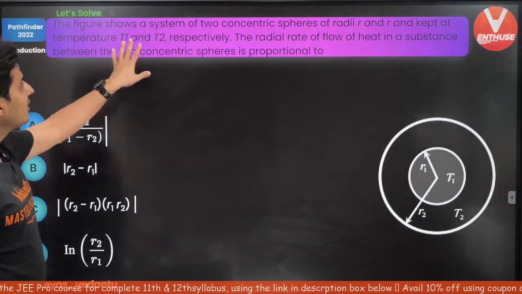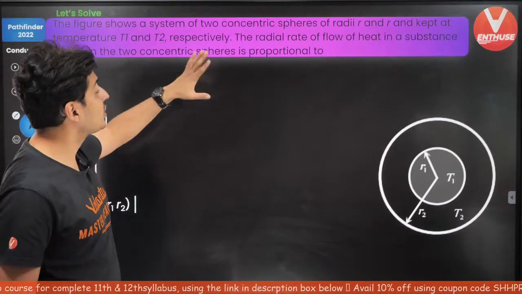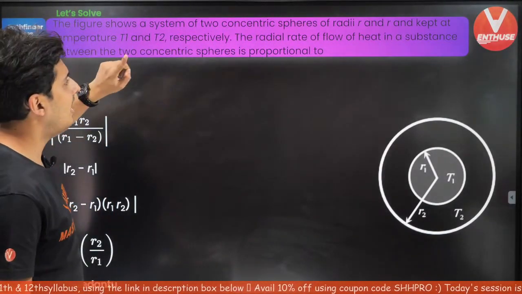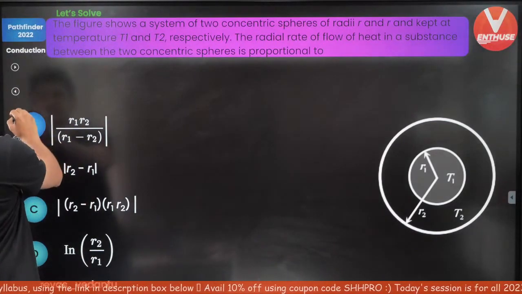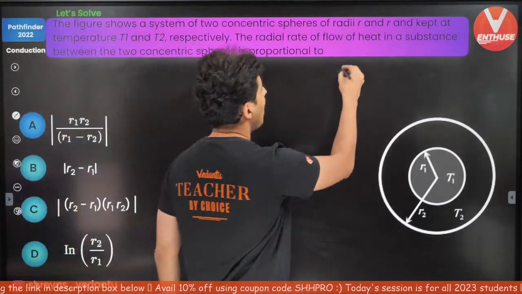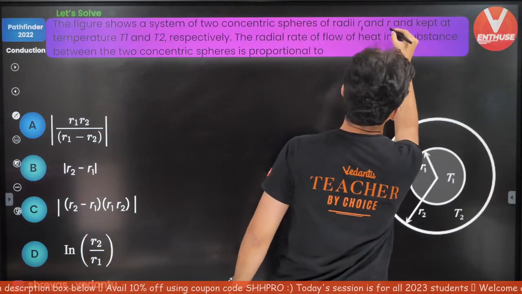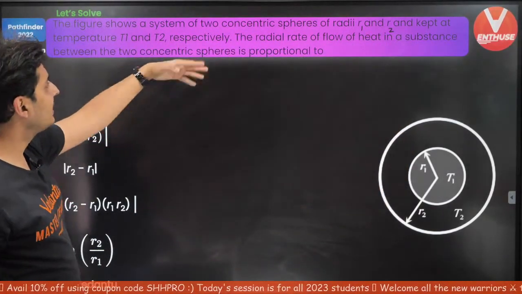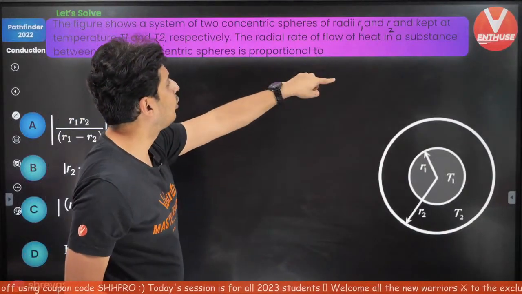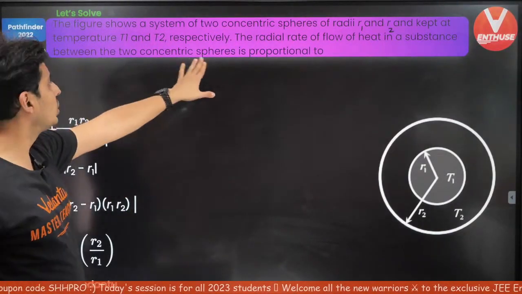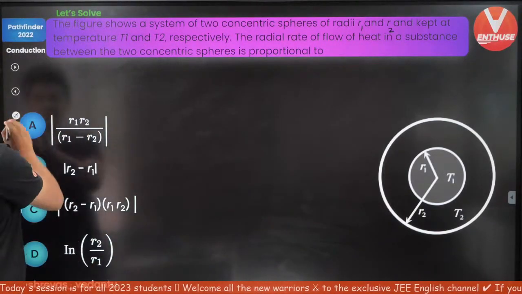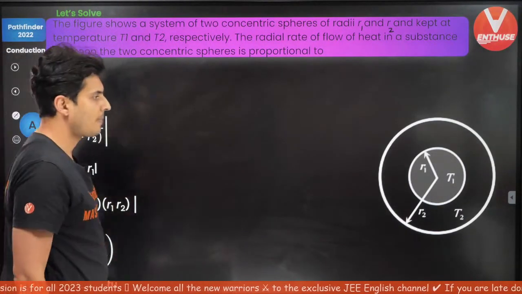Okay, so the figure shows a system of two concentric spheres of radius r1 and r2, kept at temperatures T1 and T2 respectively. The radial rate of flow of heat in the substance between the two concentric spheres is proportional to... Okay, let's understand what exactly is happening over here.